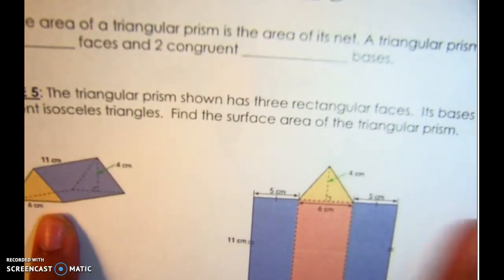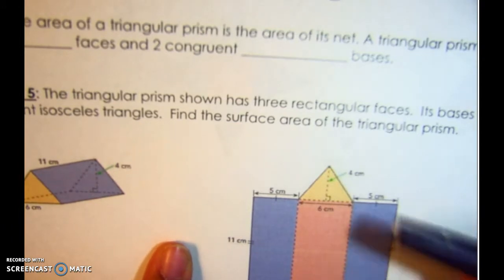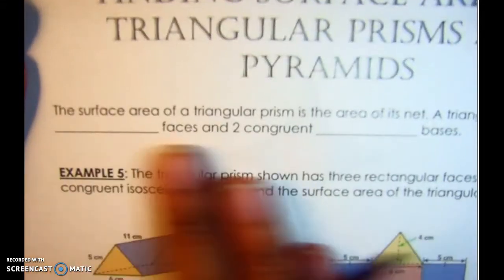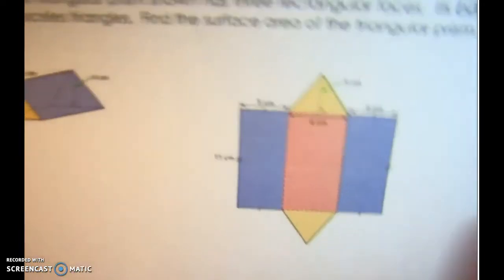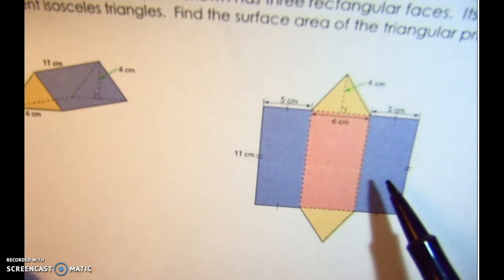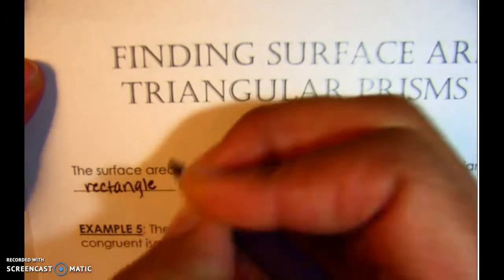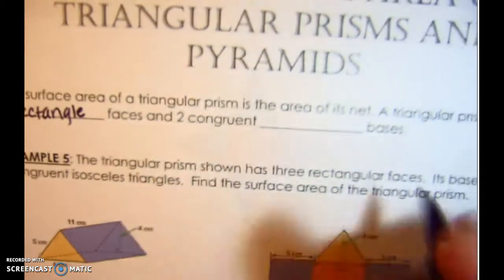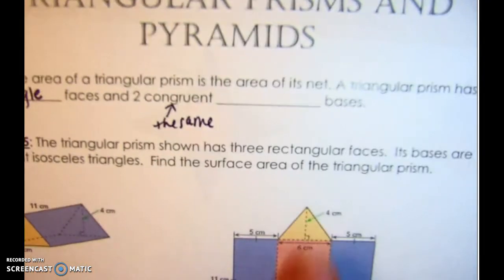And a net is when you take a 3D object and you lay it flat so that you can see all the surfaces flat. It makes it easier to see the dimensions of each part sometimes. A triangular prism has 3 blank faces and 2 congruent blank faces. Well, I can see I have 1, 2, 3 going around, 1, 2, 3 rectangle faces, and I have 2 congruent, which means the same, right? 2 congruent, what are these at the base? The triangles.